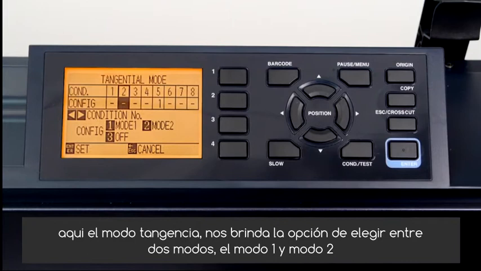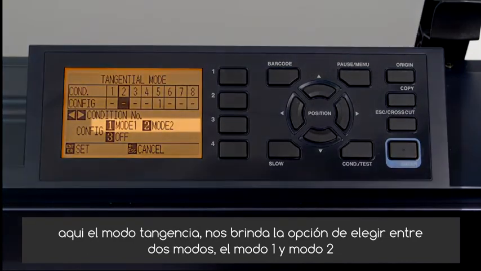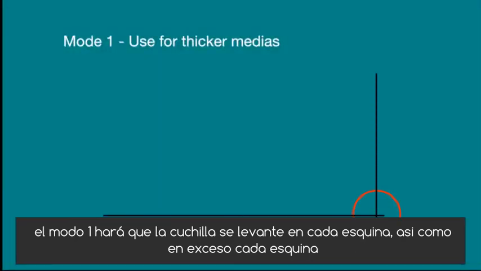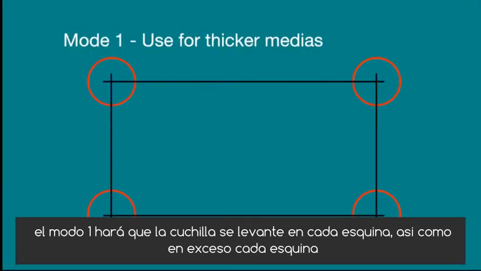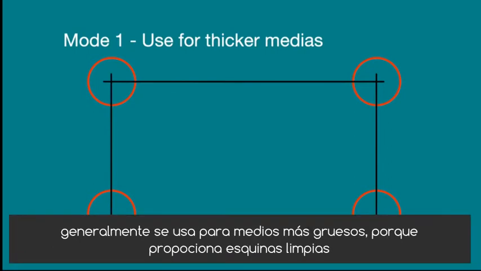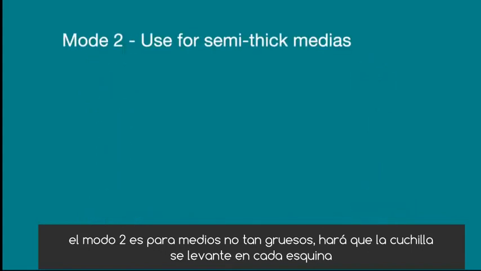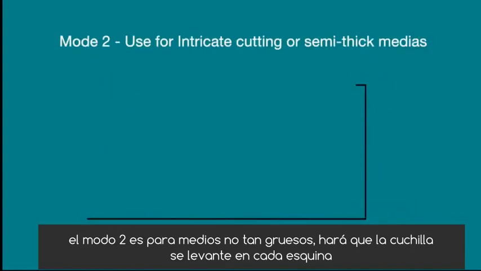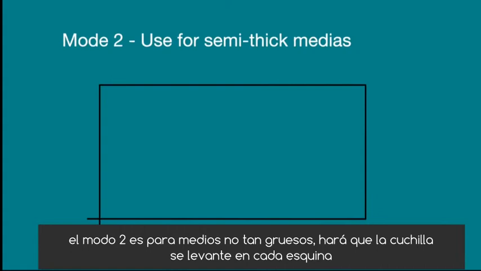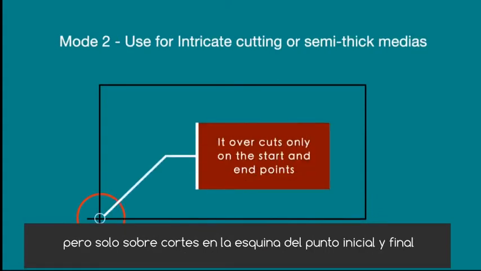Here, tangential mode provides us with a choice between 2 modes, Mode 1 and Mode 2. Mode 1 will cause the blade to lift at each corner as well as overcut each corner. It is generally used for thicker media because it provides clean corners. Mode 2 is for semi-thick medias. It will cause the blade to lift at each corner, but only overcuts on the corner of the start and end point.